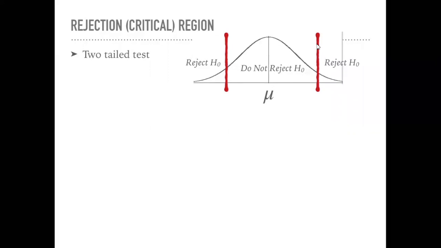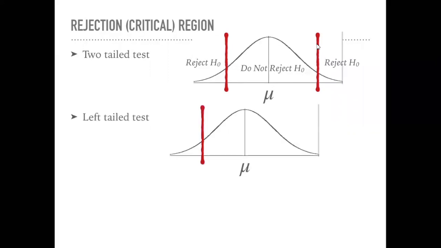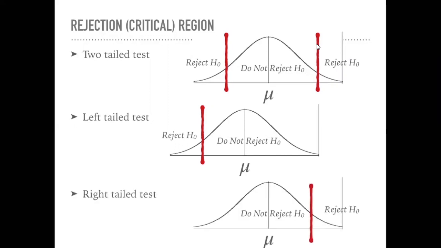reject the null hypothesis? Now, with a left-tailed test and a right-tailed test, we only have one tail that has some sort of critical value for a cutoff. But whenever you're in the tail area, you're rejecting the null hypothesis. Whenever you're not in the tail area, you're not rejecting the null hypothesis.